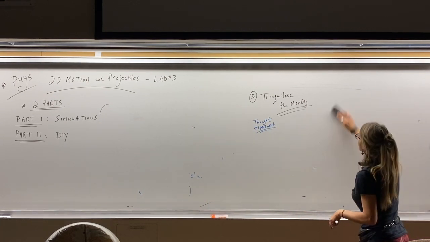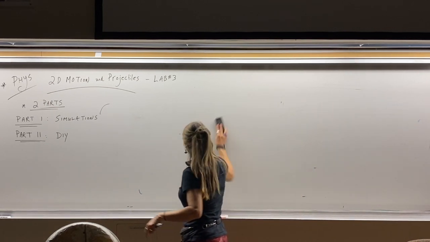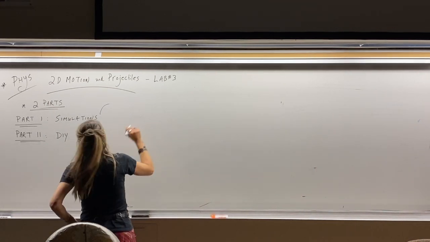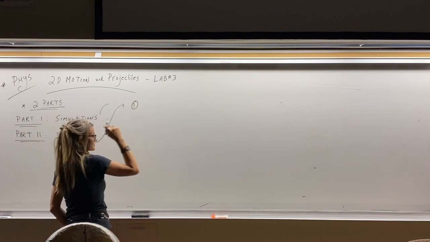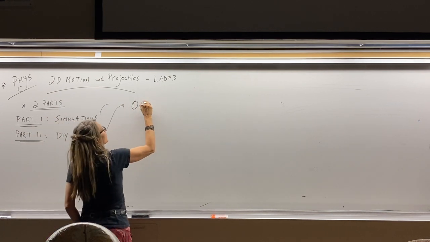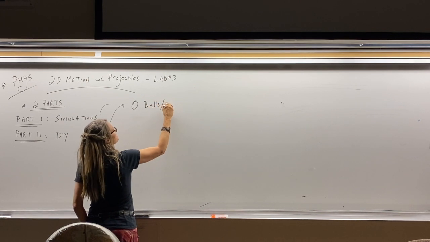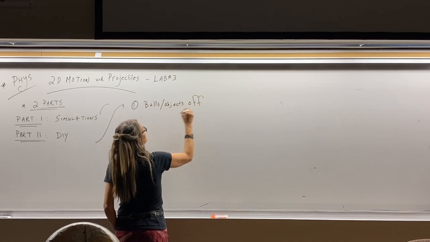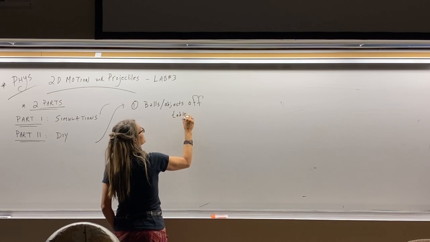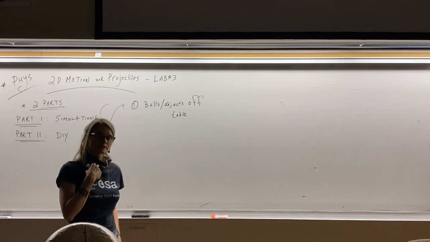And the very last thoughts are part two. We have our DIY experiments. Number one is just projecting balls or objects off a table. Okay, and we have some demos in another demo section for this lab.